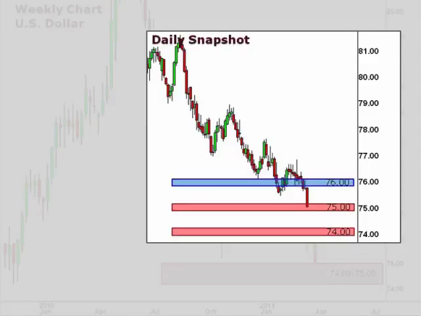Now, a look at the daily chart shows that most of the drop took place on Friday. Again, until we see a break back above 76, the bigger picture trend remains to the downside.